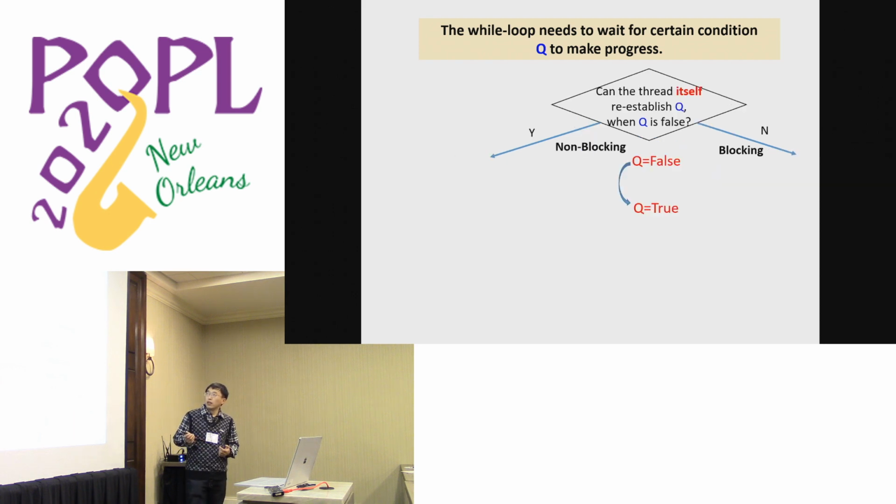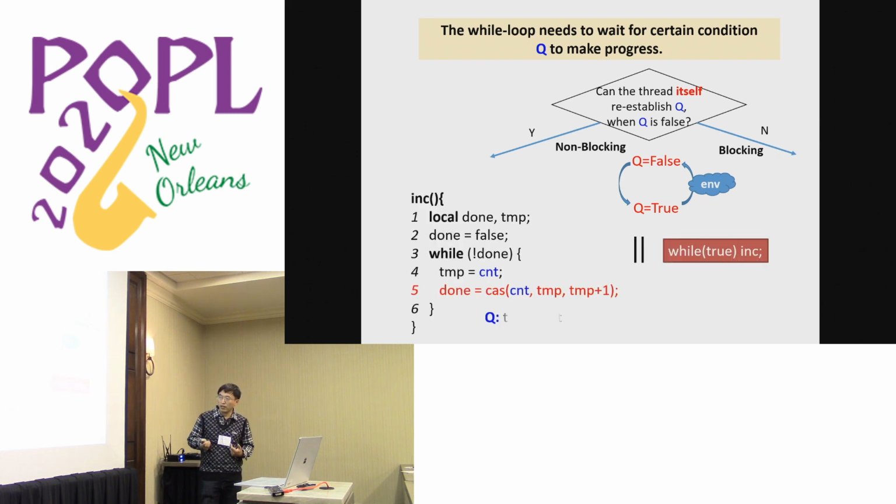As we see, whether the current thread can reestablish queue or not splits the algorithms into two categories: non-blocking and blocking. We first look at the non-blocking category, and the next question is: if the queue becomes true, could the environment again turn it to false? Actually, in this example, this is still a counter example.